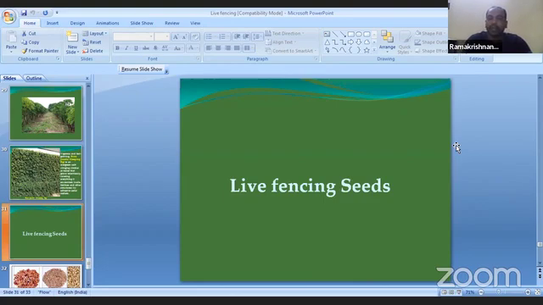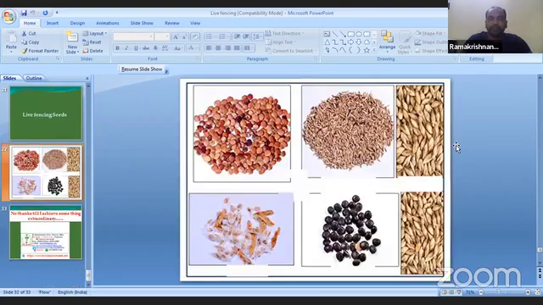So now I think live fencing seeds. So what are the live fence seeds? It's Gliricidia, bamboo, and Tecoma.